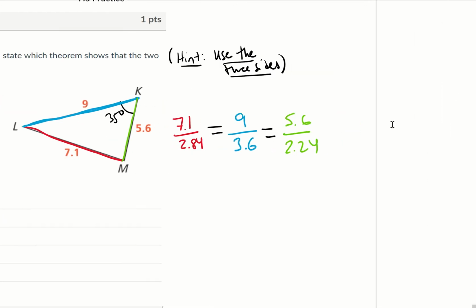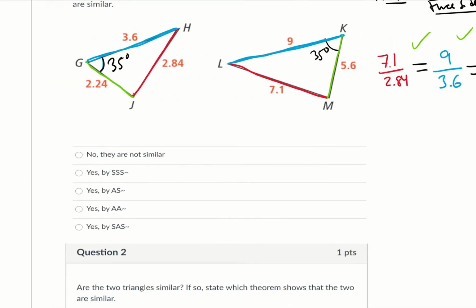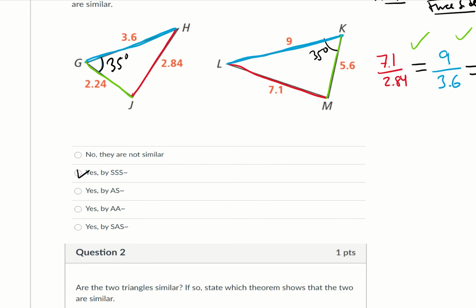So let's divide the separate fractions here. So we got 2.5 for the first fraction. We have 2.5 for the second fraction. And we have 2.5 for the third fraction. And therefore, these are all equal to the same scale factor. And therefore, the two triangles here are similar by SSS.